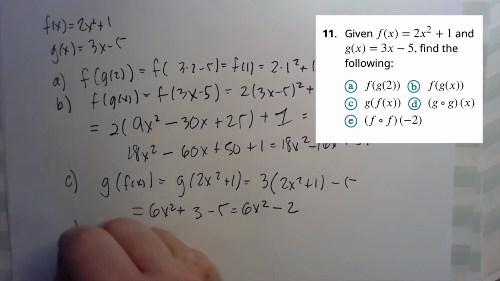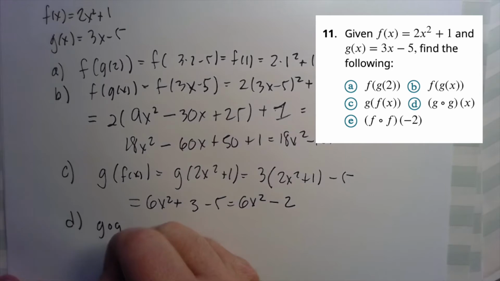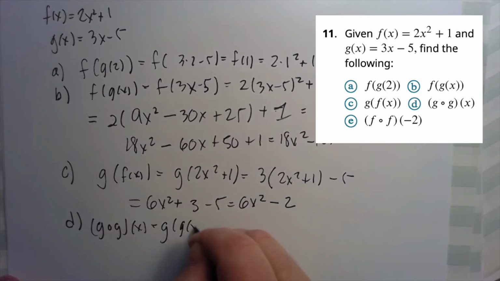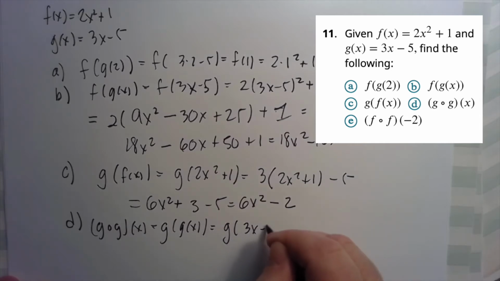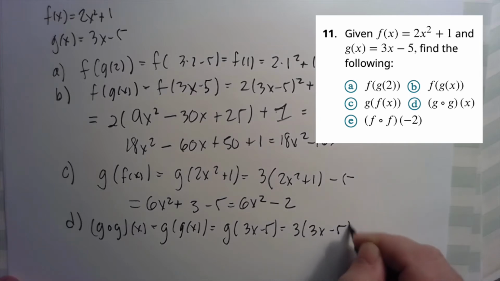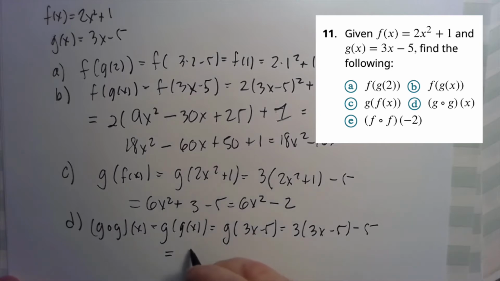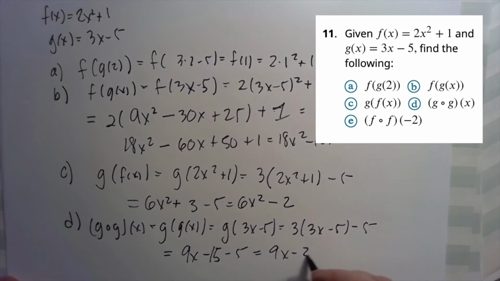Alright, D, g composed with g. So the little circle just means g of g of x. So this would be g of 3x minus 5. And you just plug that in: 3 times (3x minus 5) minus 5 is going to give you 9x minus 15 minus 5, or 9x minus 20.